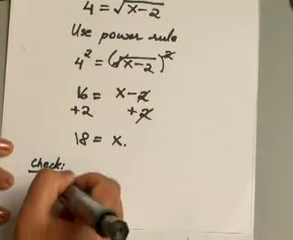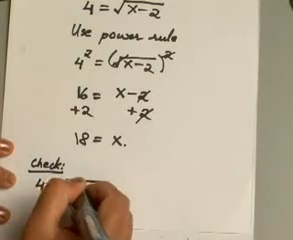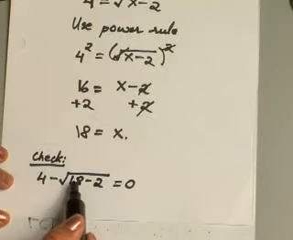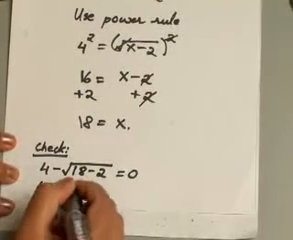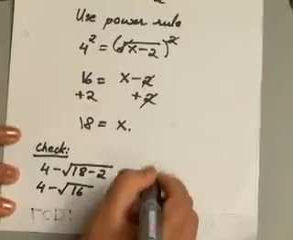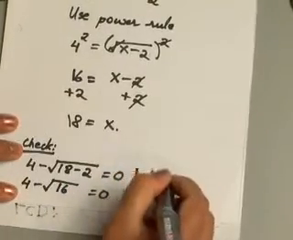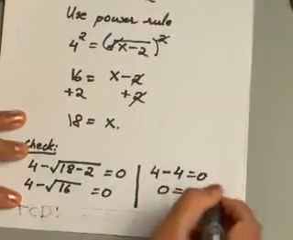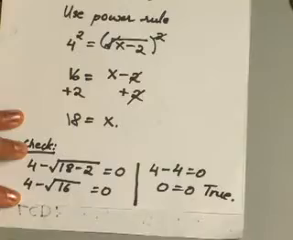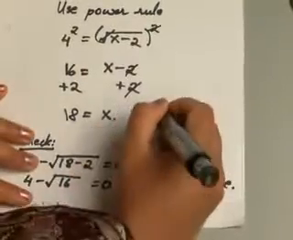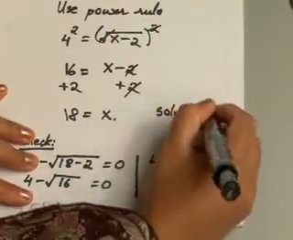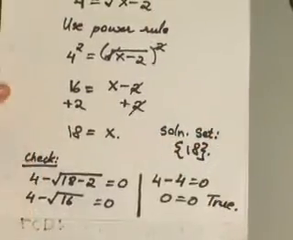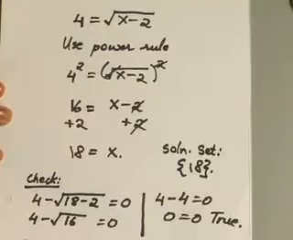So 4 minus square root of 18 minus 2. Okay, replacing your x with 18, and that will give you 4 minus square root of 16. Square root of 16 we know is 4. So 4 minus 4 will give you 0. And again, you end up with a true statement, so we can say the solution set to the original equation is the number 18.